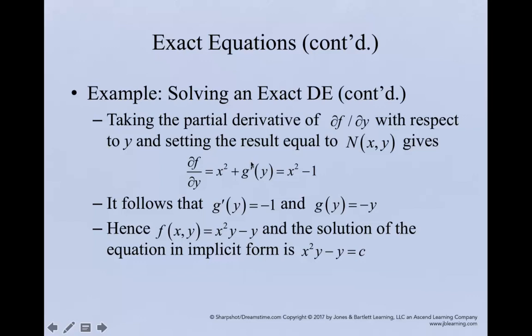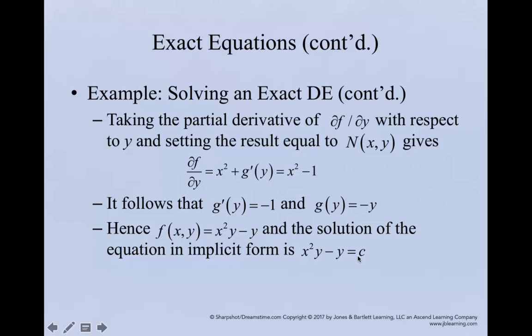Now, if we look at these two expressions, you can see that the x squareds will cancel out, and we'll have g prime of y is equal to minus 1, which means g of y is equal to minus y by integration. So now we take our f of x and y, which is x squared y minus y, and the solution of the equation is that this f of x and y is equal to some constant.